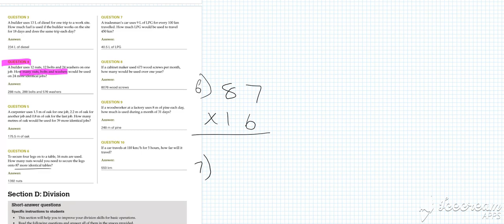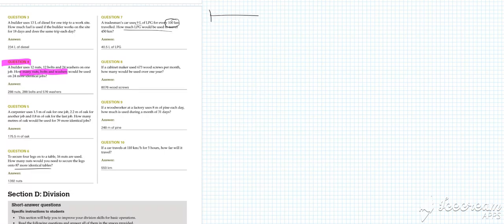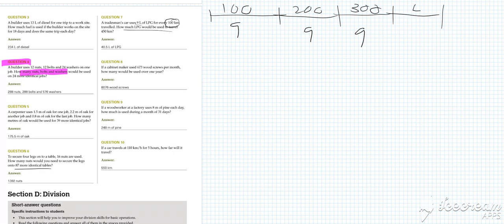For question 7, a tradesman's car uses 9 litres of LPG for every 100 kilometres travelled. How much LPG would be used to travel 450 kilometres? With this one, I want you to do some working out first. We had 100 kilometres and that used 9 litres. Then 200 kilometres will use 9 litres. Another 100, there'll be 300, that will use 9. Then 400 would use 9, and 500 would use 9, but we don't want 500, we only want 450.